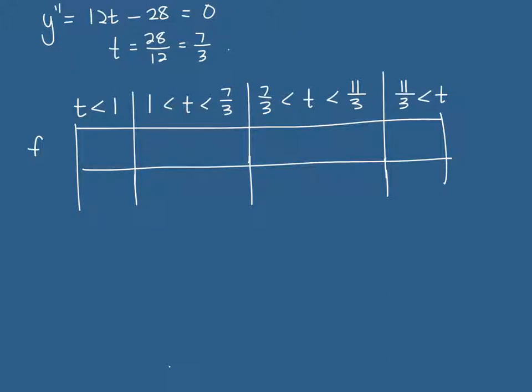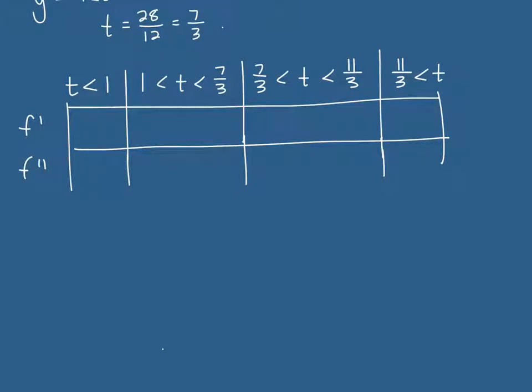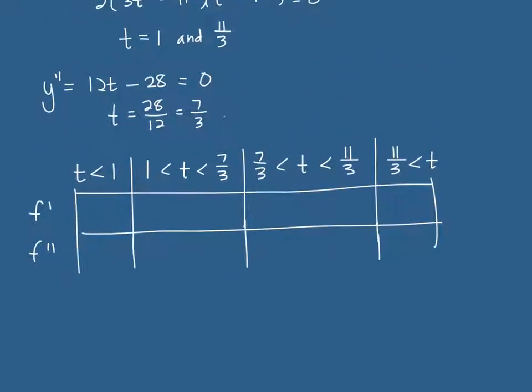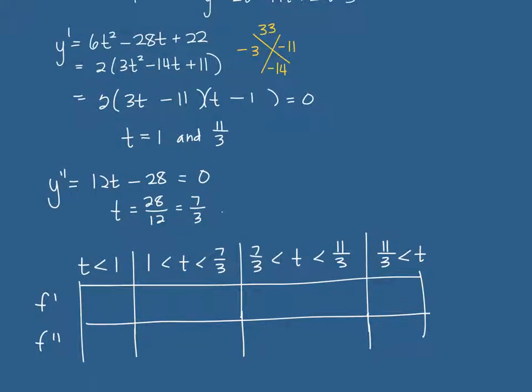So I'm going to be looking at f prime, and I'm going to be comparing it to f double prime. When f prime changes, we'll have a max or min. When f double prime changes, we will have a point of inflection. And so I just need to find a value. When picking my one that's less than 1, I'm just going to pick 0 because that's the easiest. And I want to plug 0 both into the first and into the second derivative.